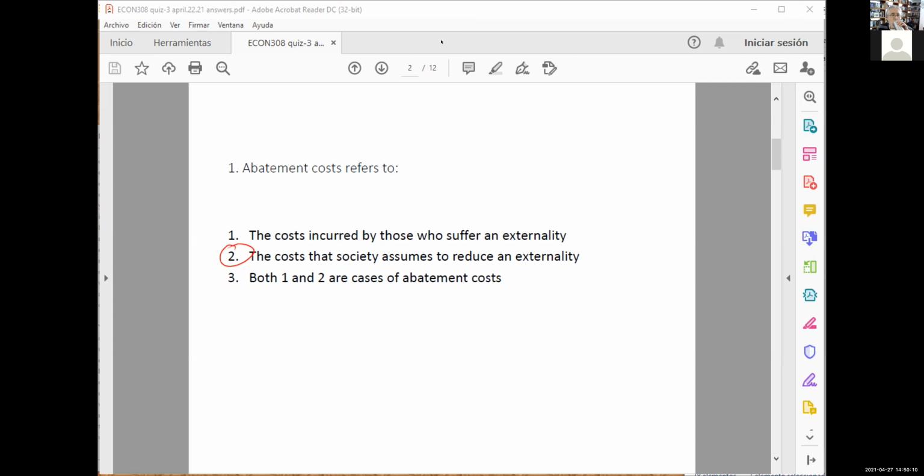Because that's more focused on the company rather than society, and the abatement cost has more to do about society than the companies or the larger person who's causing the externalities. I missed that, the sound is not clear. Can you repeat that again?